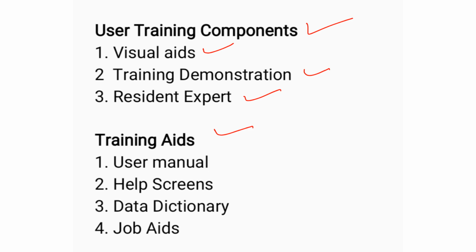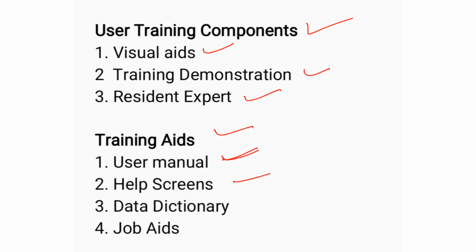Then training aids: what are the training supports you have? One, user manual. For example, if you buy any new device, along with that they give you a manual so that you can read it and gain knowledge of how to use that product. The same way, for using an information system, there is a user manual.